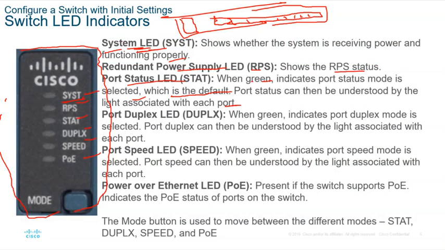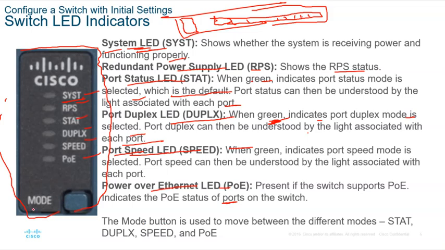See? We have port duplex, still with the LEDs. The LEDs will tell the status of the port of the switch. Green indicates port duplex mode is selected. Then port duplex can be understood by the light associated with each port. The lights are on the next slide. Port speed. We have power over Ethernet. Still the same, they have to work with the port LEDs on the next slide.